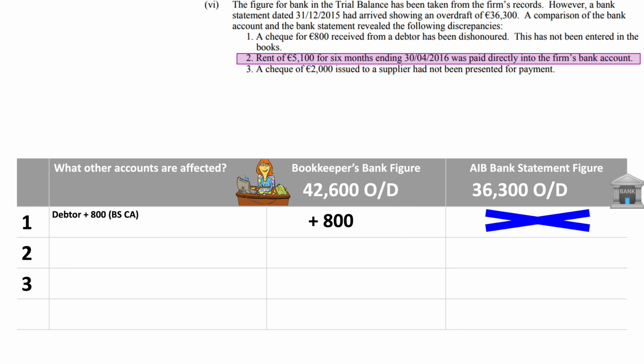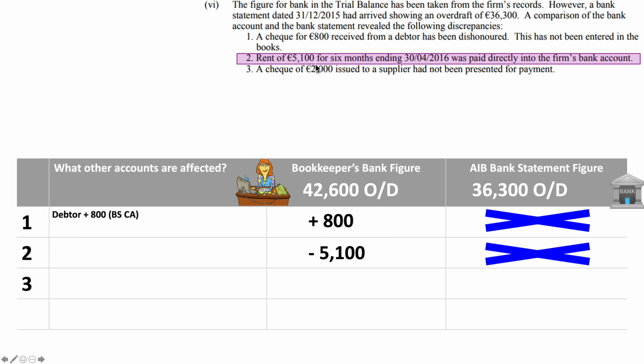Number 2 then, rent of 5,100 for 6 months ending 30th of the 4th, 2016 was paid directly into the firm's bank account. Okay, paid directly into the firm's bank account. The bank knew about that, the bookkeeper didn't. So we have to record it in the bookkeeper. So when they receive money, 5,100 into the bank account, that is going to reduce the overdraft figure of 42,600. And then we need to record the rent received.